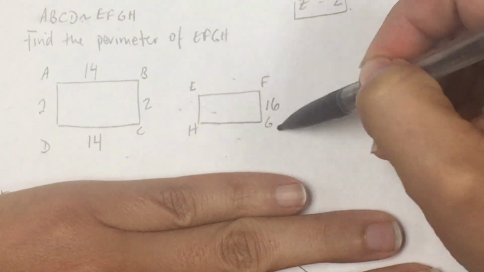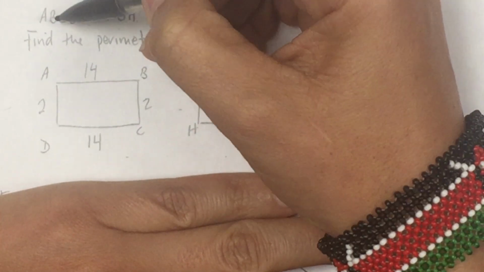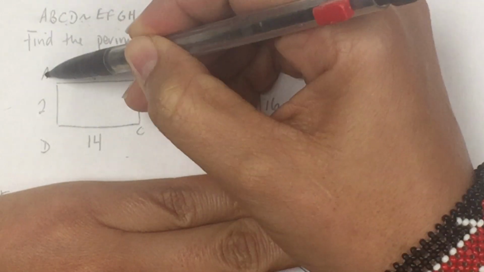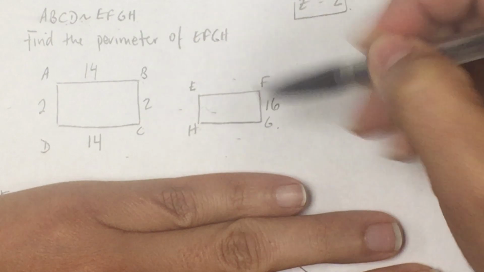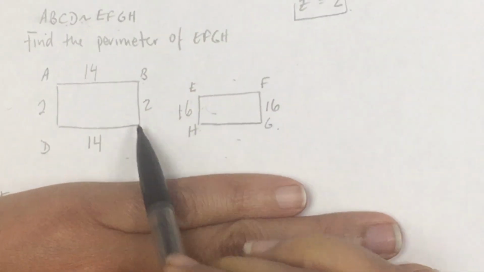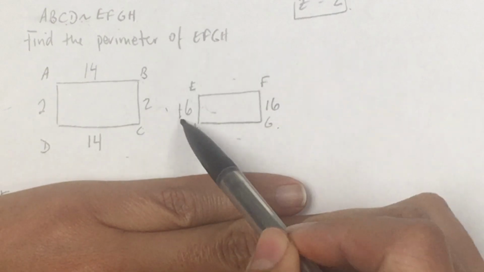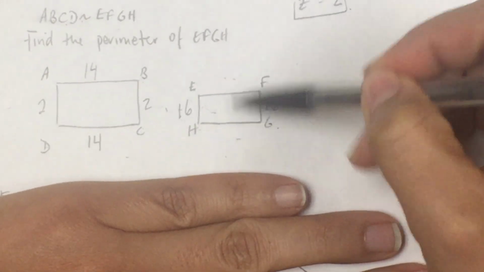So let's see, FG is BC. So that means EH has to be AD. So EH is also 16. And the reason being it's a rectangle, so opposite sides are congruent and they have to be proportional. So really I just have to find one.